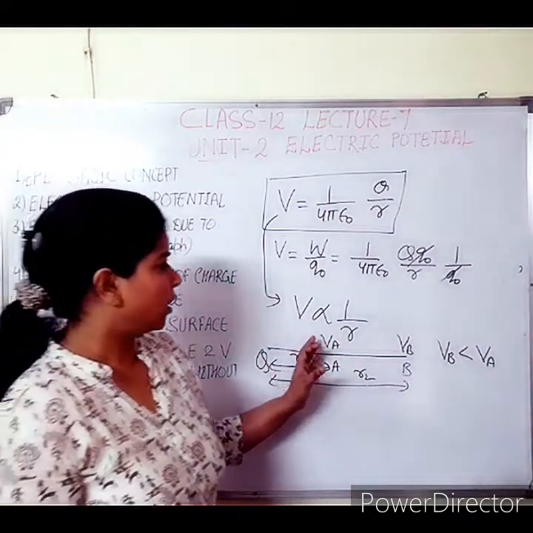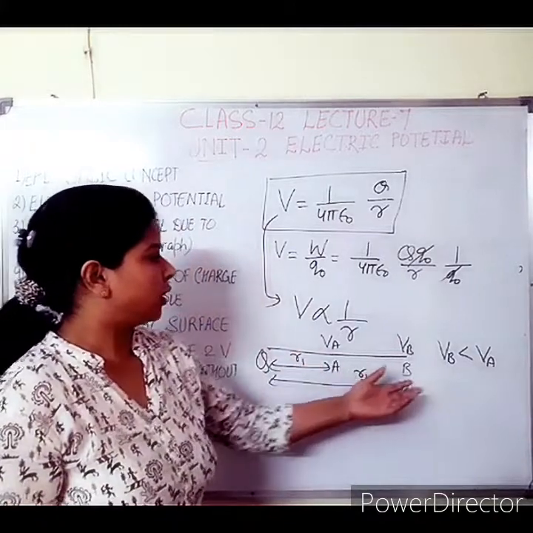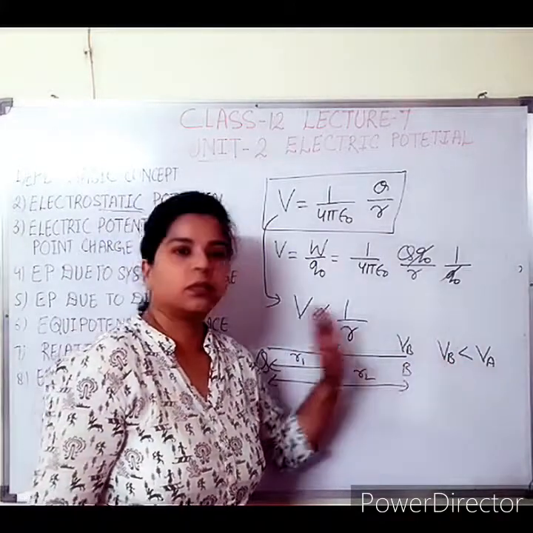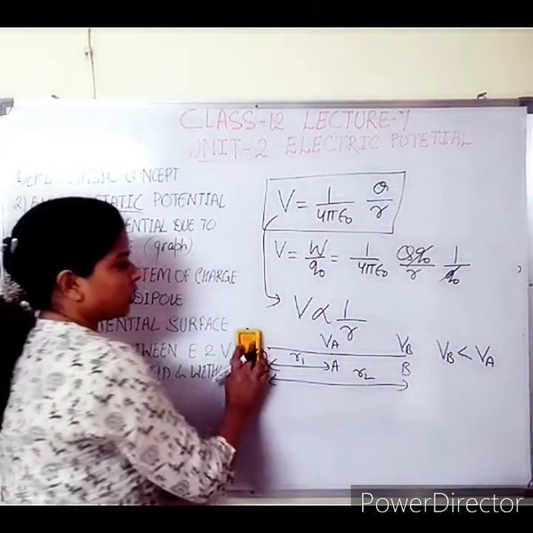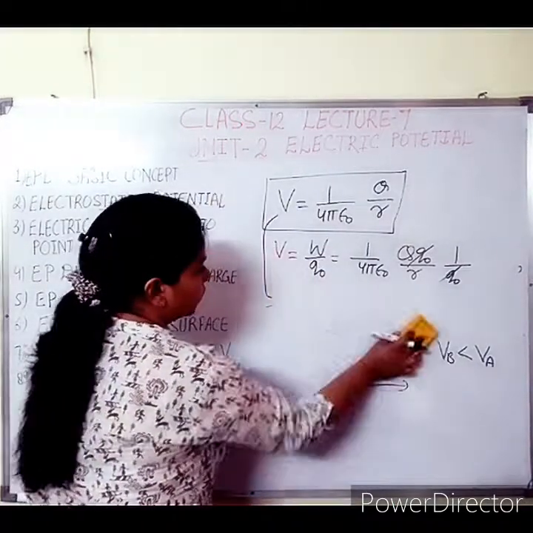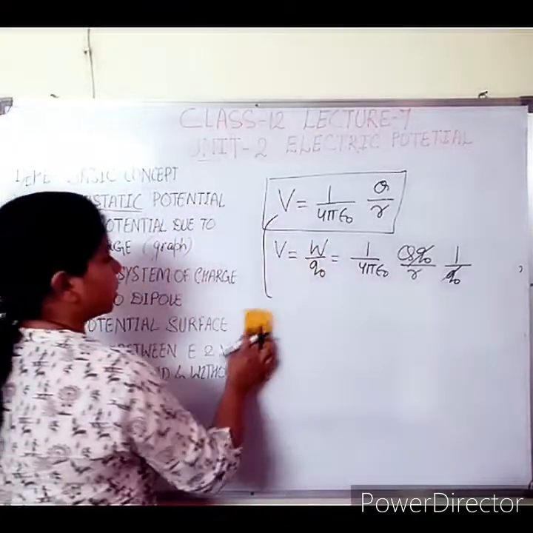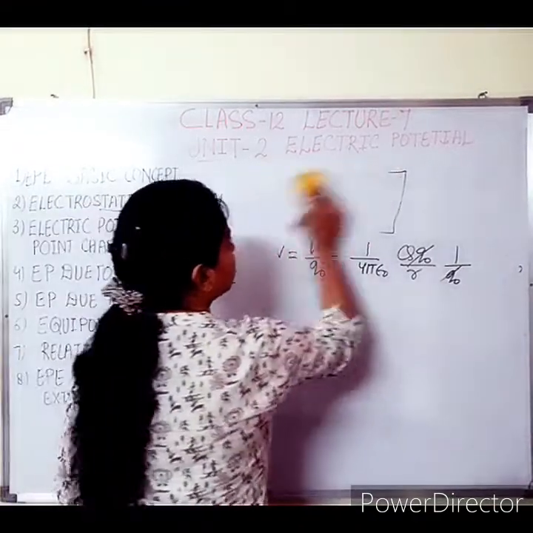So whenever we get the difference of the two, we can take the value as VA minus VB. Then we will get the positive result of potential difference. Remember this potential difference is also called voltage. When we consider this potential difference in a circuit, it is called voltage.